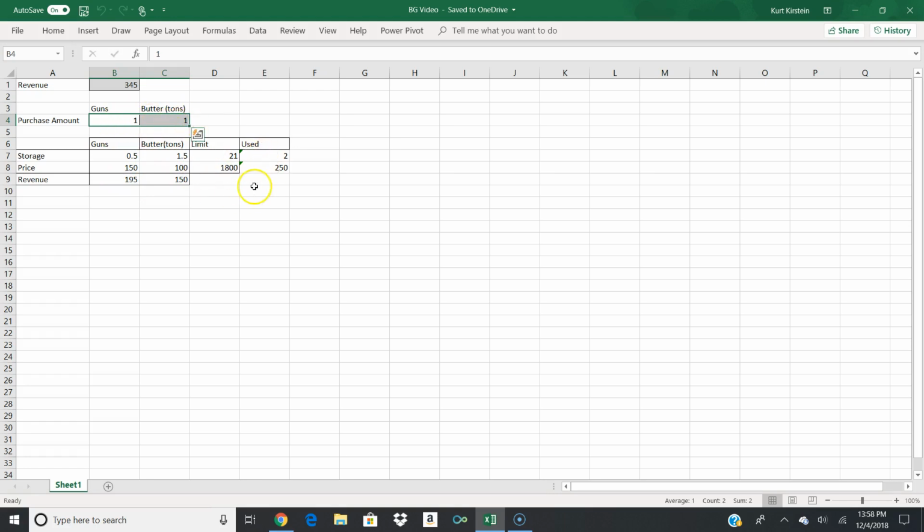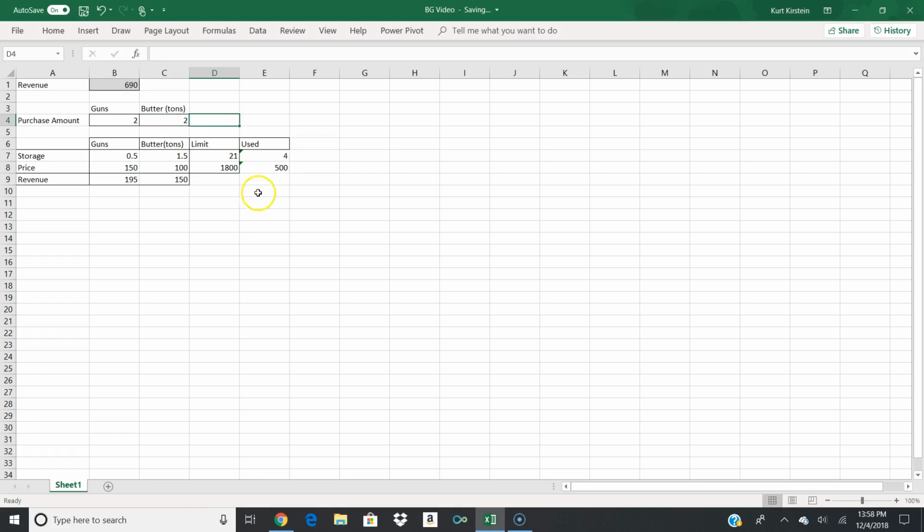Right, so now we're going to take a look. Right now we have one gun and one butter. We see that we're using up 2 cubic meters of space, and we've produced costs of $250, which means we've eaten into the $1,800 that we started off with. Well, let's go with 2, because we have quite a bit of room left. So we'll go with 2 guns and 2 tons of butter.